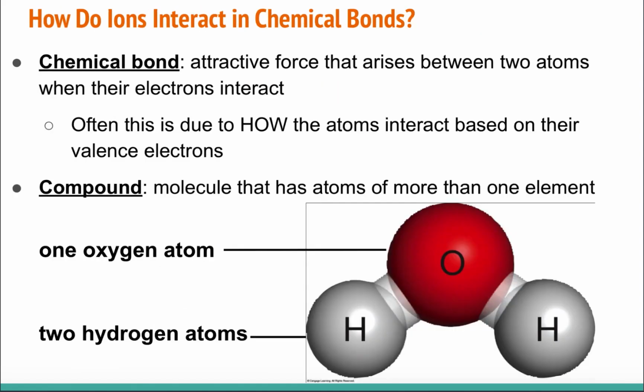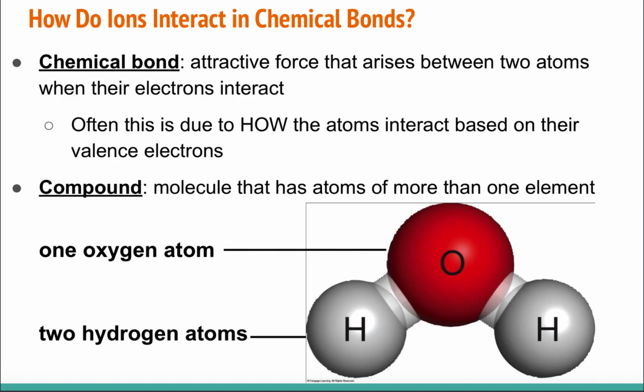So, chemical bonds are a result of all those interactions that occur when you transfer or share electrons. It is an attractive force that arises between two atoms when their electrons interact, and oftentimes the reason why these chemical bonds formed in the first place had something to do with their valence electrons, either directly because the valence electrons are being shared, or indirectly because the valence electrons transferred and now there's positive and negative charges, and now these molecules or atoms are forced to interact to neutralize charges.